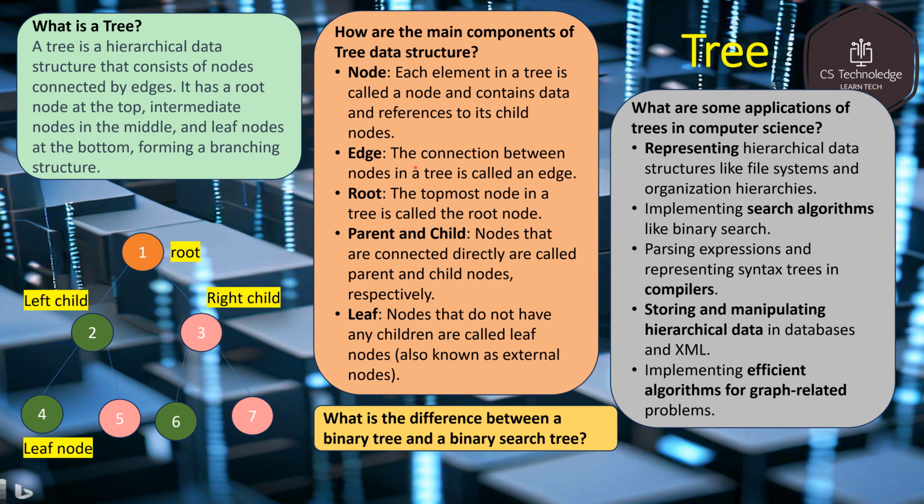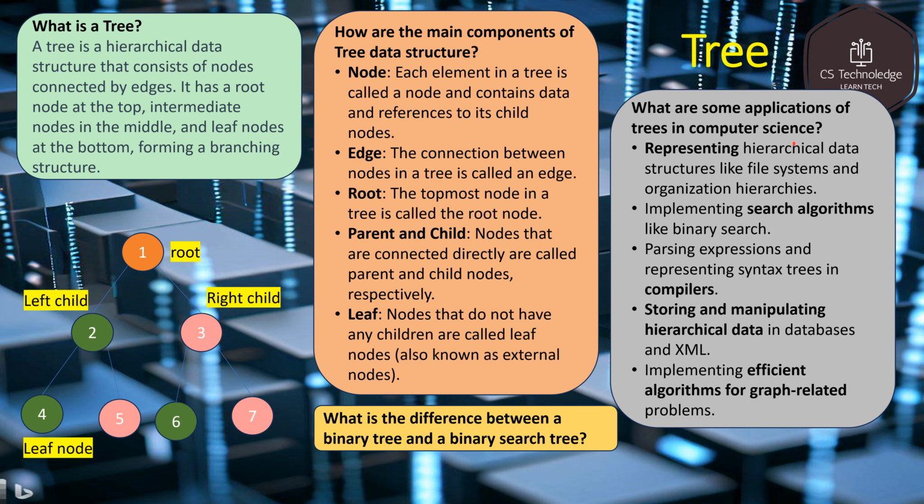So we have gone through edge. The connection between nodes in a tree is called an edge. Root is the topmost node. Parent and child: nodes that are connected directly are called parent and child nodes, right? For example, one is the parent and two is the immediate child, the left child. Three is the right child of one. What are leaf nodes? Leaf nodes are the nodes which do not have any child nodes. For example, 4, 5, 6, 7 in this diagram are the leaf nodes.